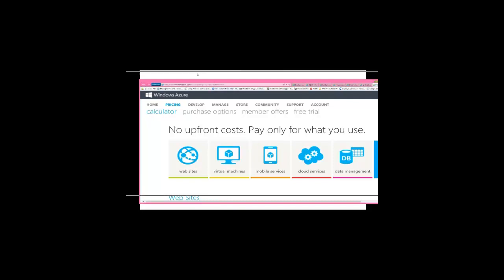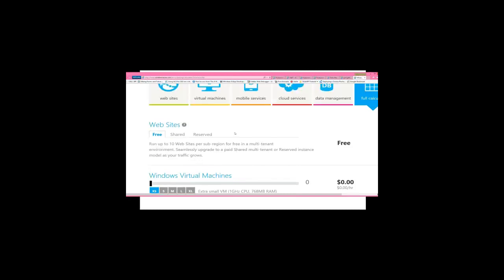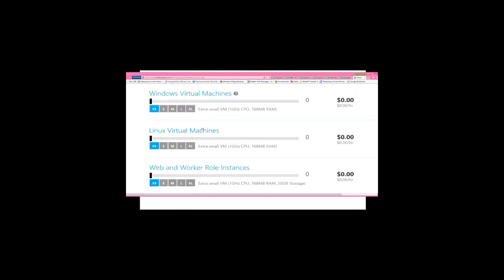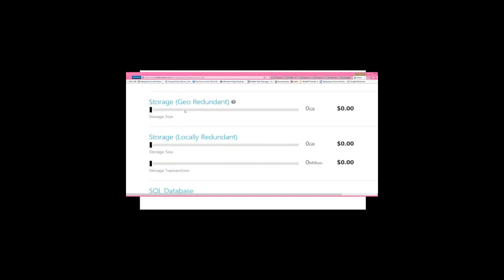So the at-rest cost, you should know about the calculator. If you go to the Windows Azure portal and hit on pricing, it'll bring you to the calculator, and there's a general calculator that will help you determine how much your cloud deployment, all the different services together, will run you on a monthly basis. Websites has a free tier, and you can look at the others, virtual machines and so forth. We're going to focus on storage.